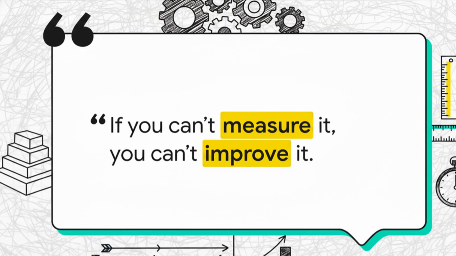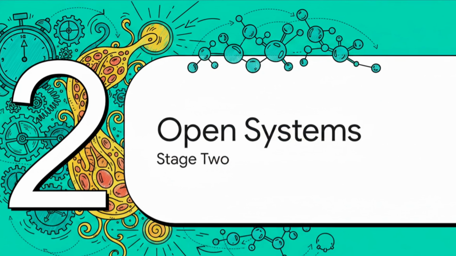Back then, theories viewed organizations merely as rigid, predictable machines. Everything was about squeezing out every last drop of productivity through strict corporate structure. If it wasn't measurable efficiency, it simply didn't matter. But as we know, the world changed, and so did the theories. That brings us to Stage 2, open systems, spanning from 1950 to 1970.